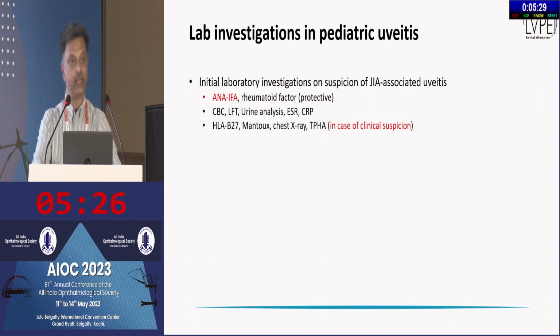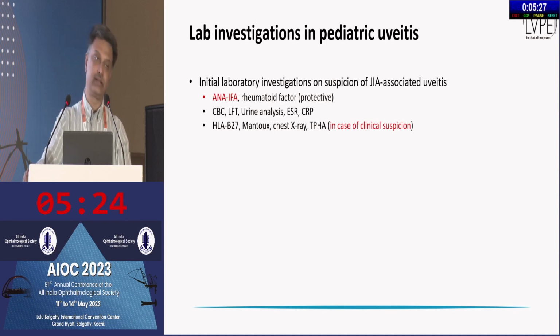What investigations do you do in pediatric uveitis? Unlike adult uveitis, where ANA and RA factor are not relevant at all in the diagnosis of uveitis, in kids, ANA is probably the most important test that you would want to do. The rheumatoid factor, incidentally, is protective. So if you have a rheumatoid factor positive kid, then the chances of that kid having uveitis is relatively less.